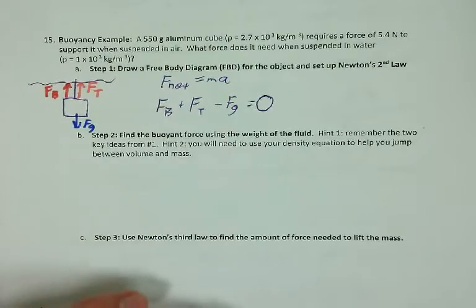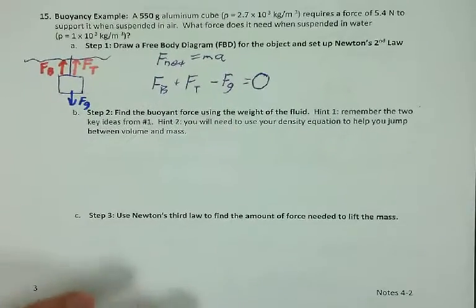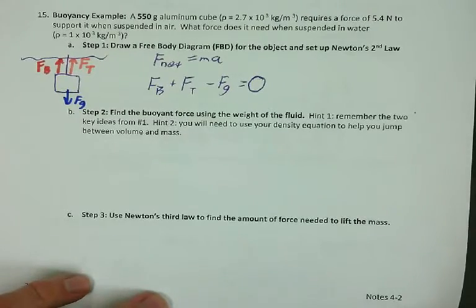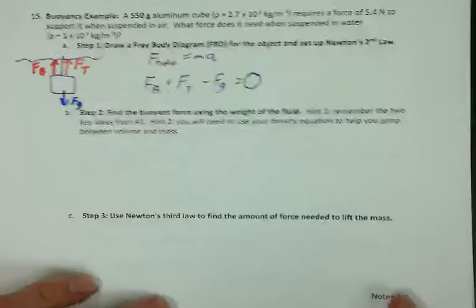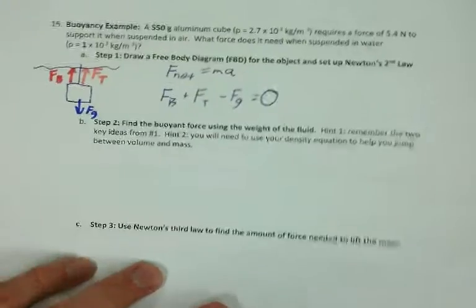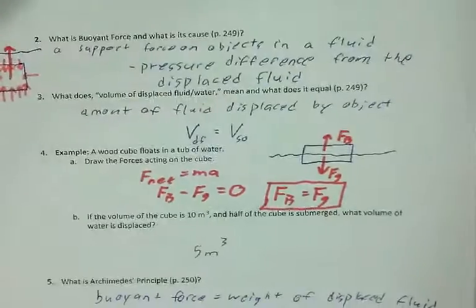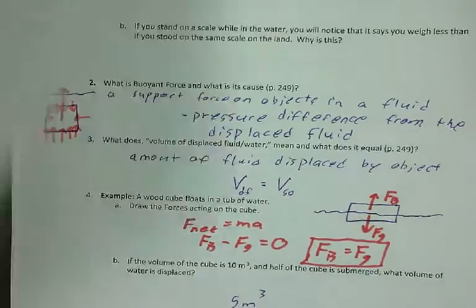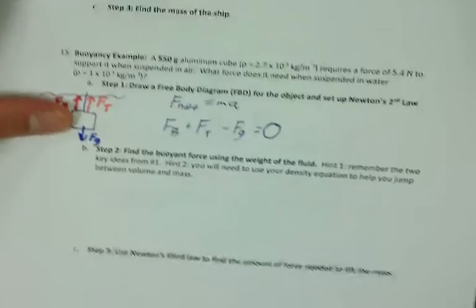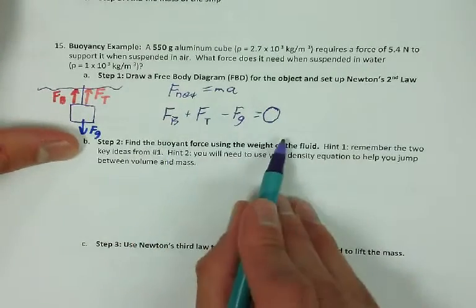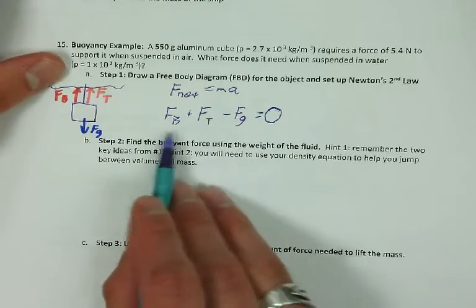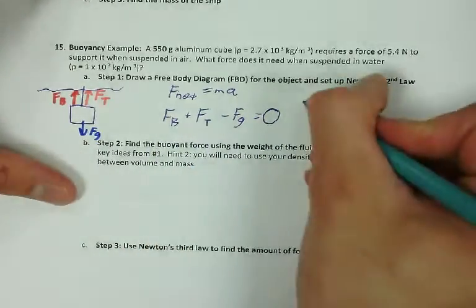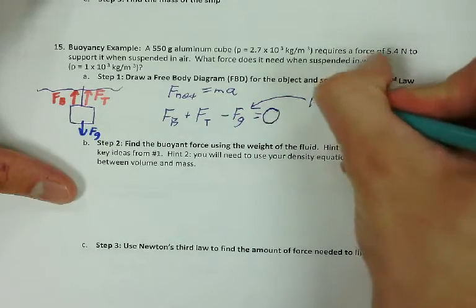Step 2, find the buoyant force using the weight of the fluid. Hint number 1, remember the two key ideas from number 1. And hint number 2, you will need to use your density equation to help you jump between volume and mass. So we talked about support force on an object in a fluid, so it's the pressure difference. What we're looking at here is basically we're trying to solve these. So we need to figure out what the buoyant force is to figure out the tension. I can figure out gravity easy enough, so Fg equals mg.